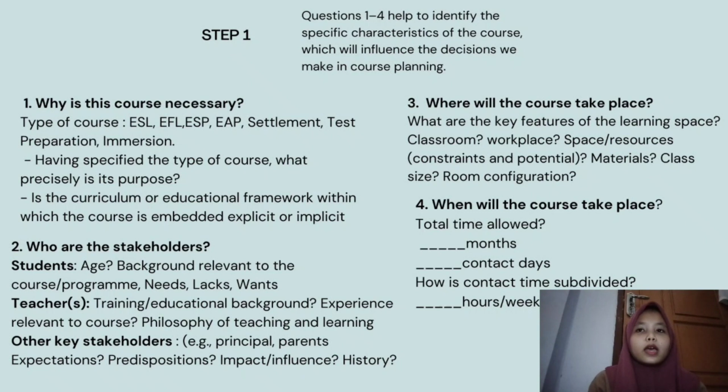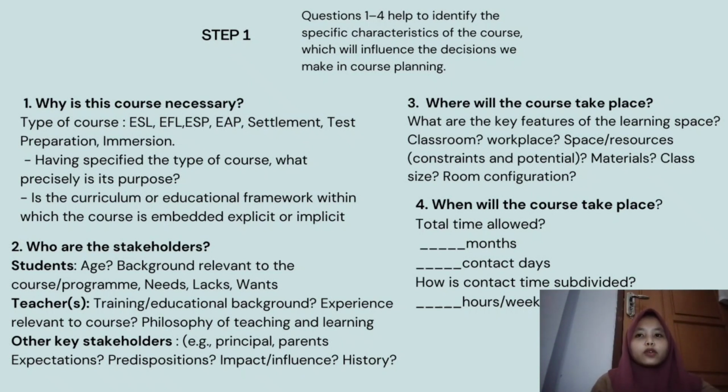From students: age, background relevant to the course or program, for example academic, linguistic, or cultural; needs, lacks, and wants relevant to the purpose of the course. From teachers: training or educational background, experience relevant to the program, philosophy of teaching and learning, needs, lacks, and wants. Other key stakeholders are, for example, the principal, coordinator, owner, and parents: their expectations, impact, influence, and history.